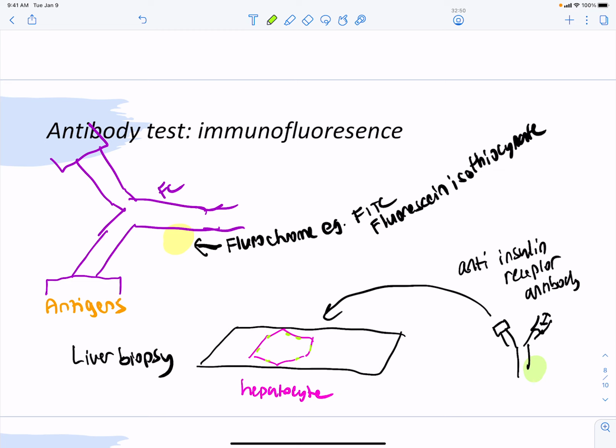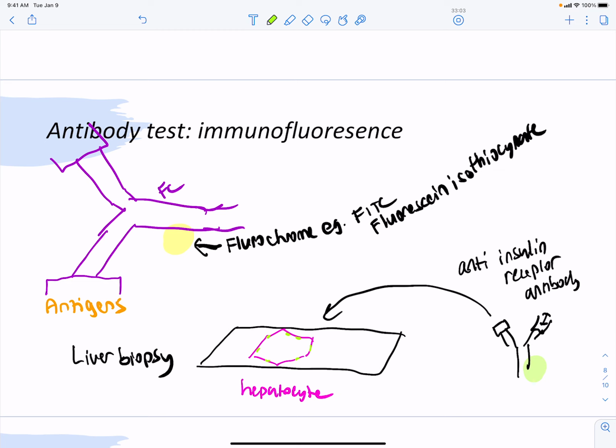And the nice thing about this is you see the structure. So when we did our ELISA, you just got a positive or negative, a color or no color. Here, you're actually seeing where the fluorescence is. So that's the nice thing about using immunofluorescence.